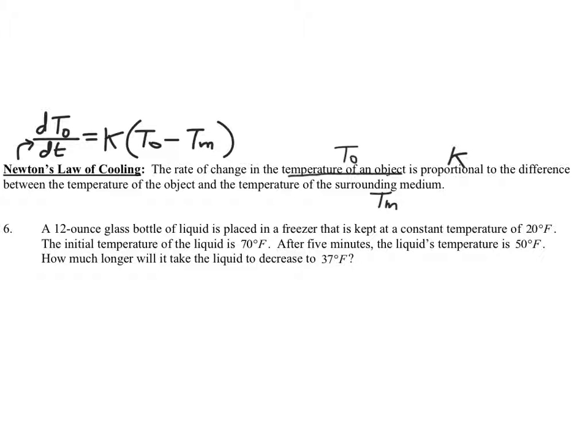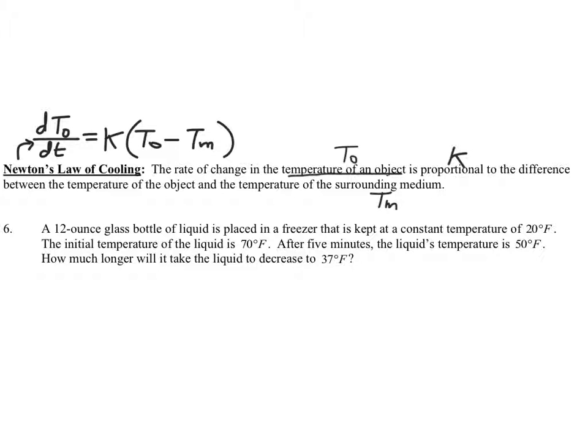But you can see constant temperature, right? It's placed in a freezer at that temperature. Okay, so that's the surrounding medium. That's your T sub M. Because it's constant, you can plug that right in. Initial temperature is 70 degrees. After 5 minutes, it goes to 50 degrees. How much longer does it take to get to 37 degrees?